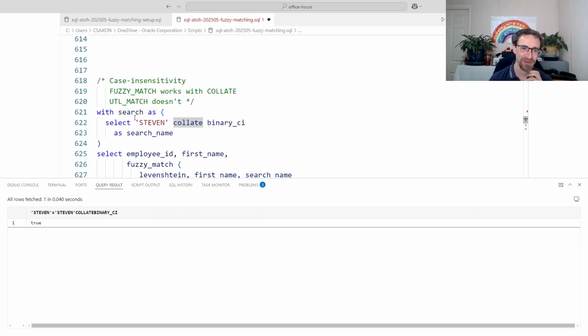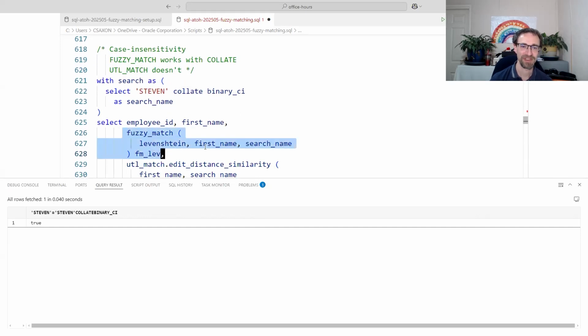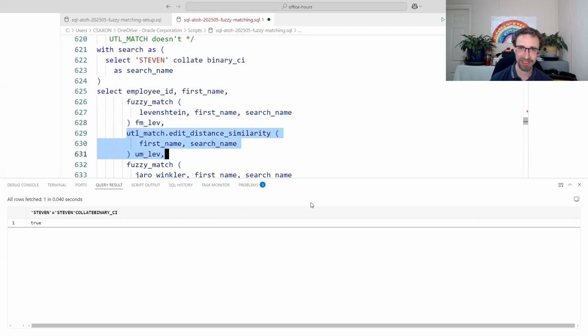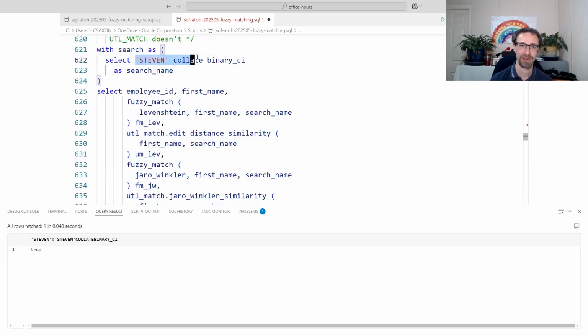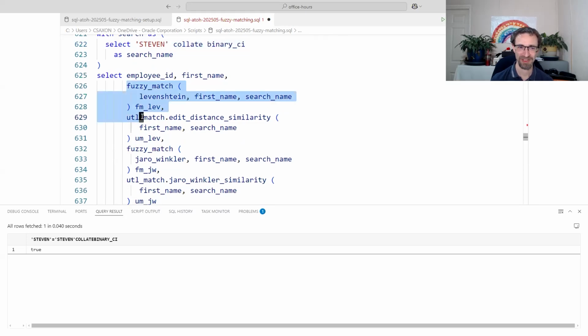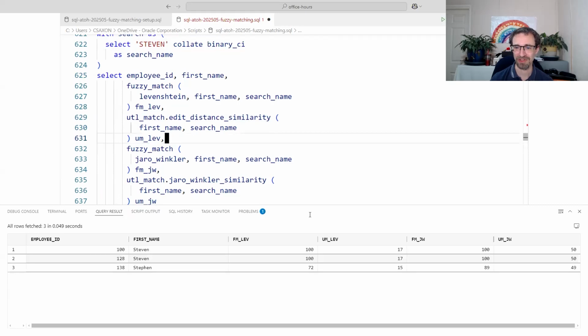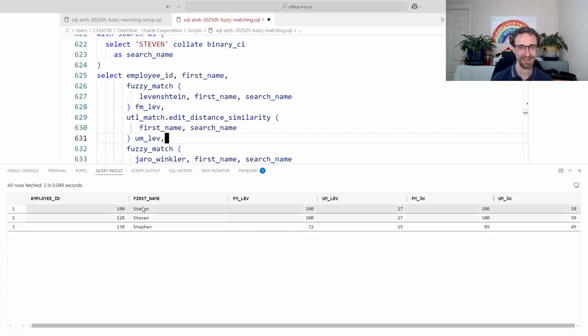So we can use this collate clause with fuzzy match, but UTL match does not take it into account. So we've got Stephen here. We're saying use case insensitive rules for comparing it. When we look at the fuzzy match, we'll get close matches, whereas with UTL match we will not, because it ignores this. So you can see Stephen, exact match for our SQL operators, but almost no match or very much lower matches for UTL match because it is not taking into account those collations, okay?